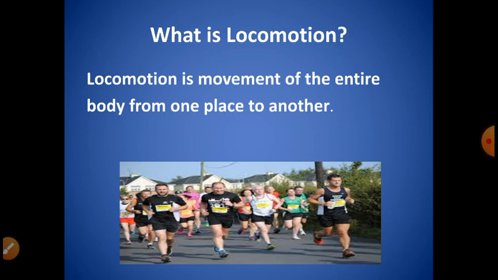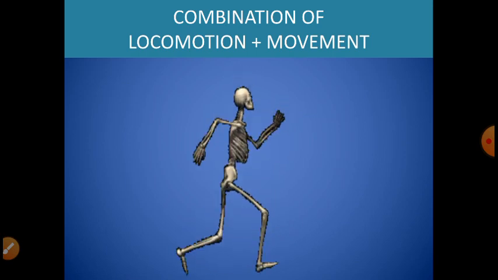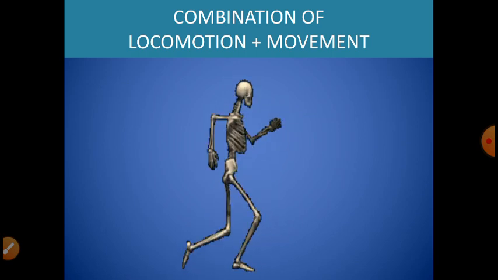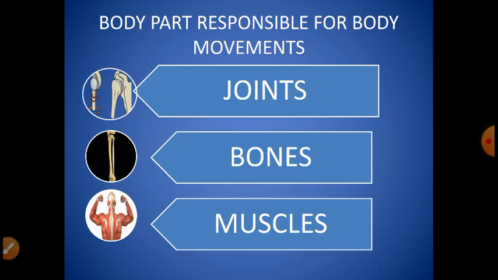Now, next is locomotion. Locomotion means movement of the entire body from one place to another place. This is the basic difference between locomotion and movement. This GIF is showing the combination of locomotion along with movement. Now, the body parts that are responsible for body movements are joints, bones, and muscles.